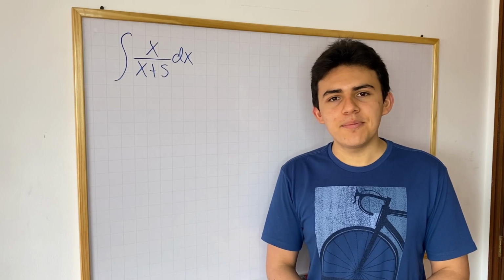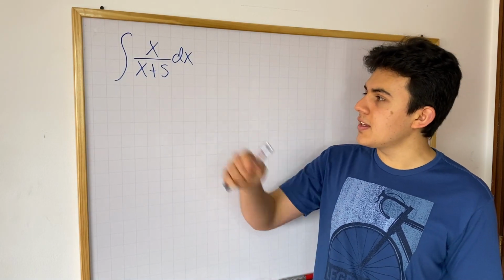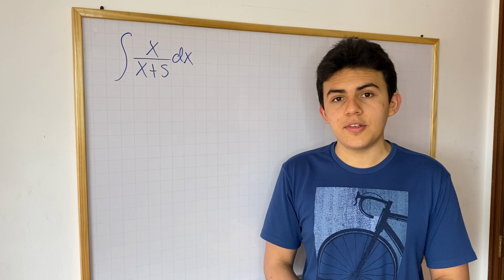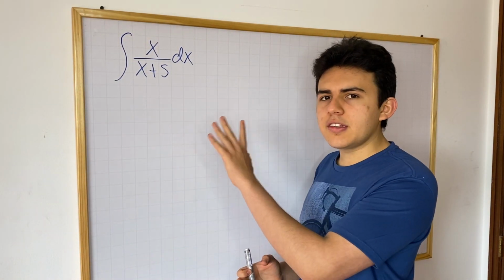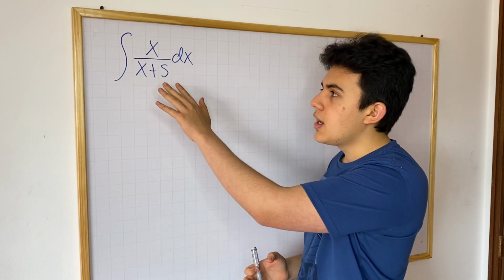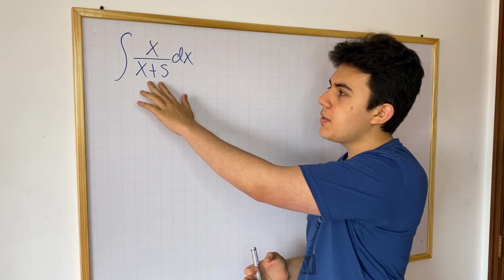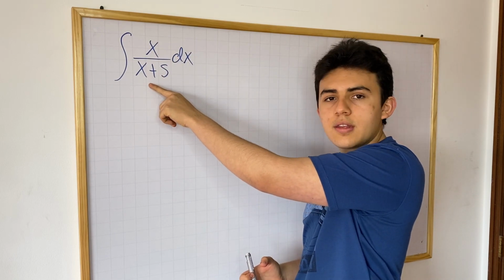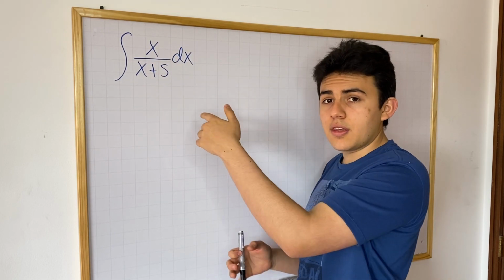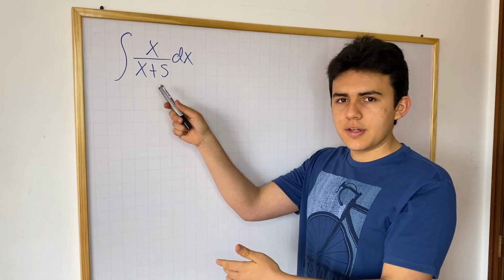Hi everyone, what's up? Today I want to solve with you this antiderivative right here using U-substitution. So right off the bat you can see that we cannot really substitute any expression in this integrand, okay? Because any derivative that you take for the numerator or the denominator is not going to give you anything that you can replace back into the integrand, okay?